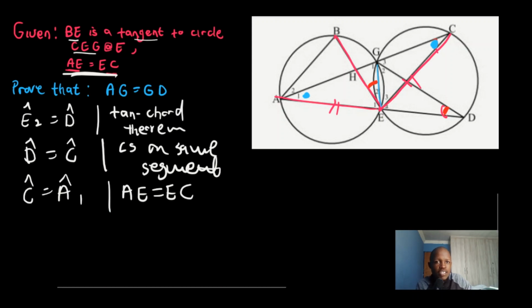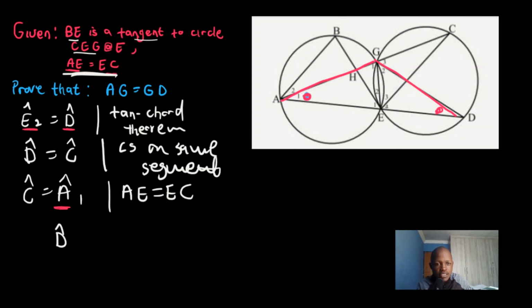So once we reach this stage, I hope you guys are noticing what's happening here. Because for us to prove that AG is equal to GD, we have to prove that this angle is equal to this angle. And we've done that. We've proven that angle D is equal to angle A1. How? Remember we started off with E2 and then we got D. So we came all the way from D up until A1. So now you can just conclude that angle D is equal to angle A1, right?